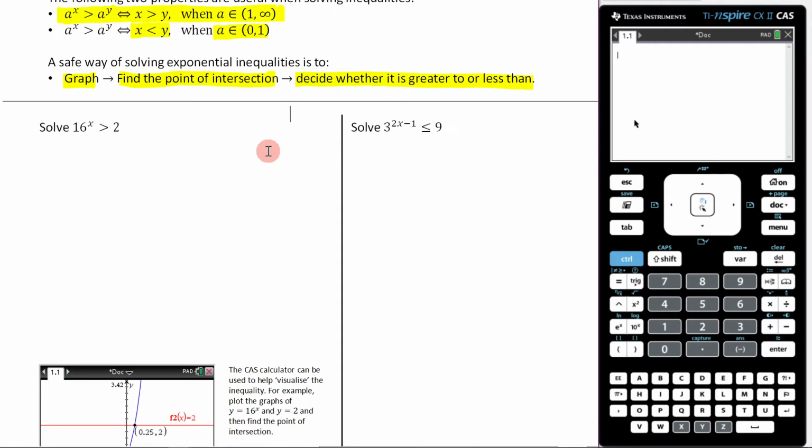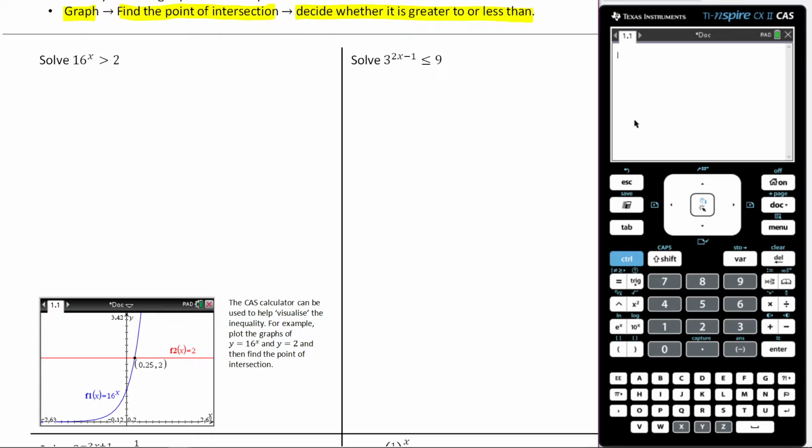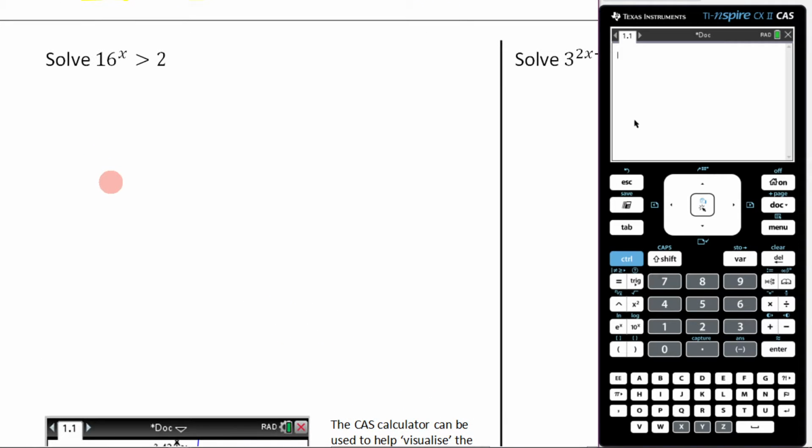All right, let's deal with our first question. It says solve 16 raised to the x is greater than 2. We want to get the bases the same. 16 is the same as 2 raised to the 4, and we've got an x there. And this is greater than 2.